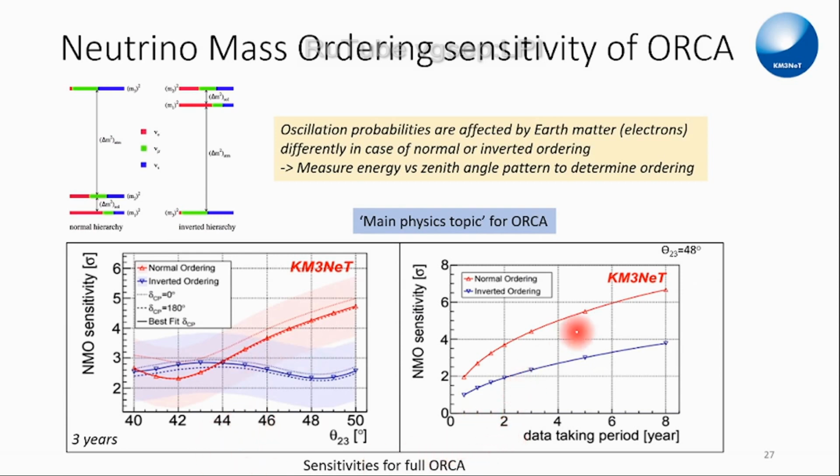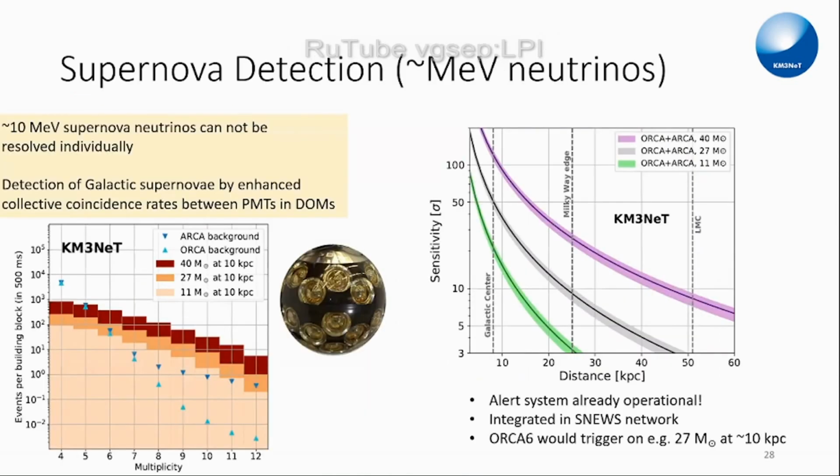And here you see, for a fixed angle of 48 degrees for theta 2,3, the significance as a function of the integrated measurement time, basically. So you get 3 sigma after 3 years in case of normal ordering, which sort of tends to be the corner where these parameters should be. Right, very promising. Like I said, we also do very low energy neutrinos.